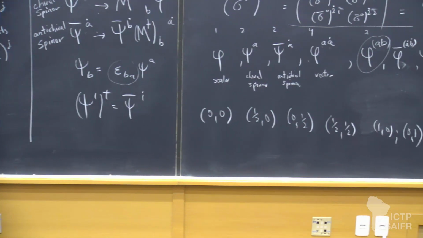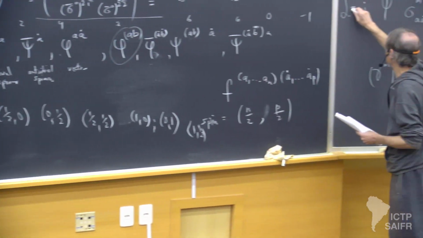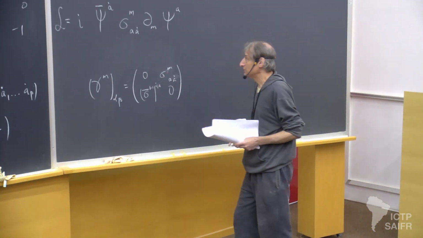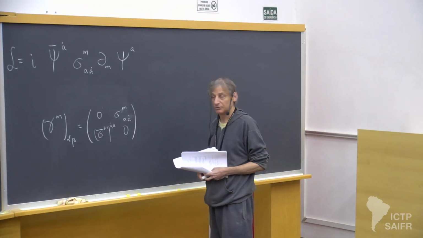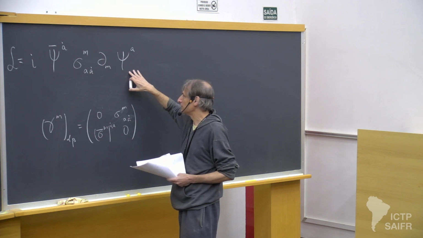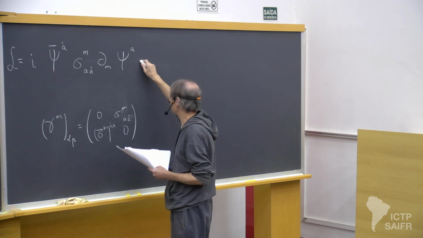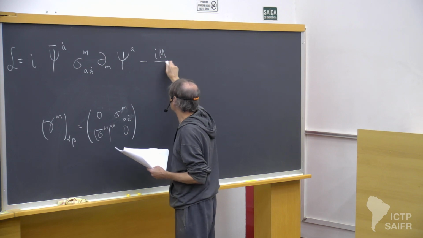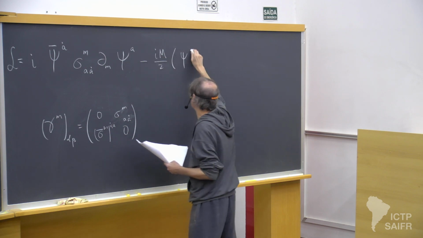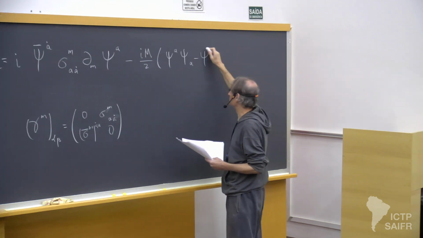So, and then you can also write a mass term. So this would correspond to the case in which the fermion is massless. And the mass term you're going to add is something like this, minus I m over 2. It's essentially the only thing you can write down, which is Hermitian.